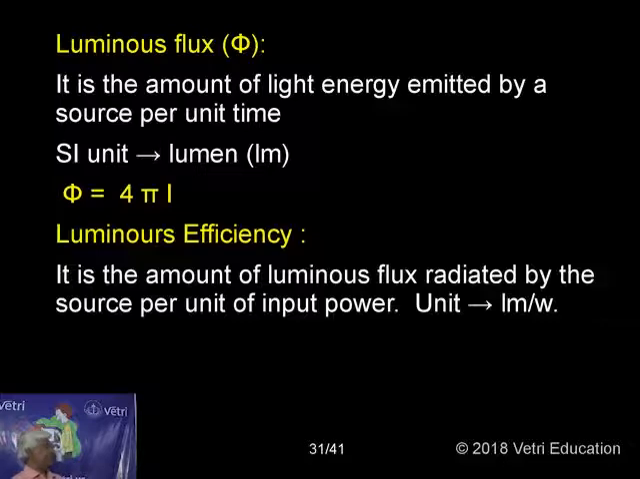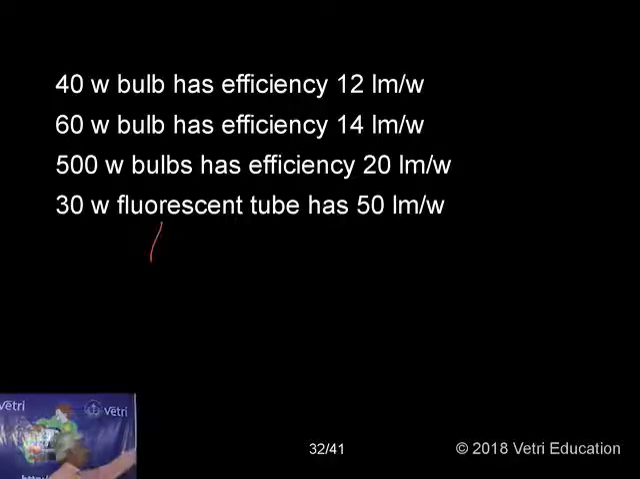Luminous efficiency. It is the amount of luminous flux radiated by the source per unit of input power. Unit: lumen per watt. Because per unit power the unit is watts, and the luminous flux unit is lumen, therefore lumen per watt. That means the amount of luminous flux, phi, radiated by the source per unit input power. This is the understanding.